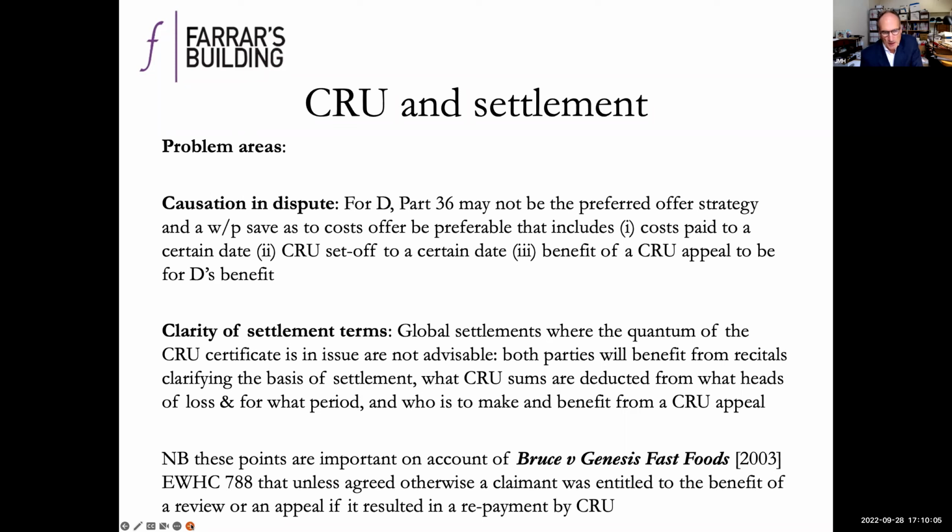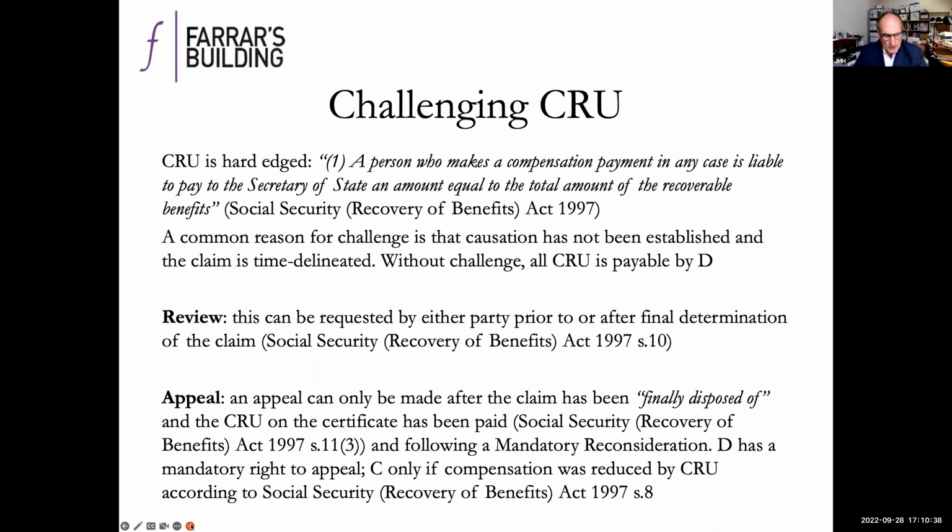Particularly the latter point, on account of Bruce against Genesis Fast Foods, which did a review as to who was entitled by reference to statute to an appeal, and in that particular context, the happy beneficiary was the claimant, notwithstanding the fact that they hadn't in actual fact had to give credit for the payment, because of a sloppily drafted settlement agreement. Now, the way in which the guidance puts it is this.